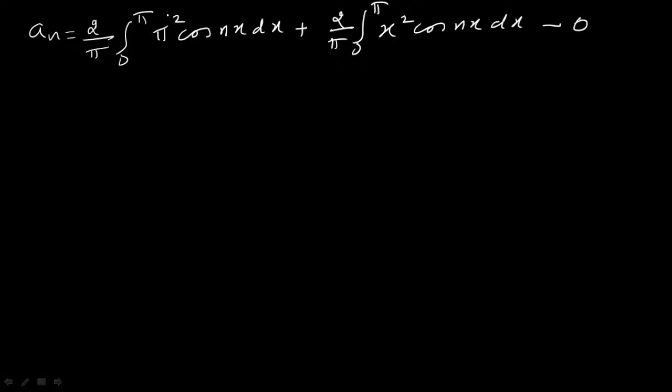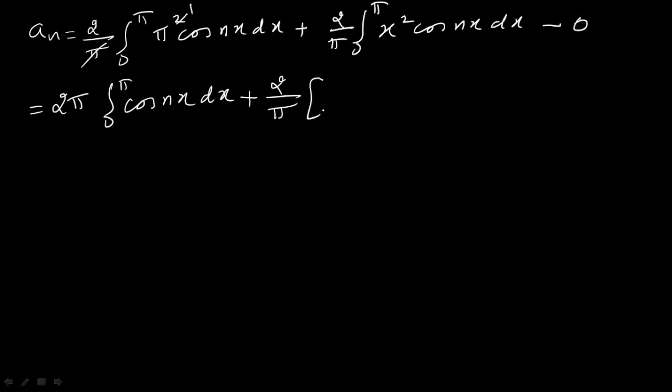Now let me integrate this. Pi square is a constant, so one of the pi gets cancelled and you take it outside of the integral. So here you get 2 pi, only 0 to pi cos nx dx alone. Plus here 2 by pi, sorry, integral from 0 to pi x square cos nx dx.